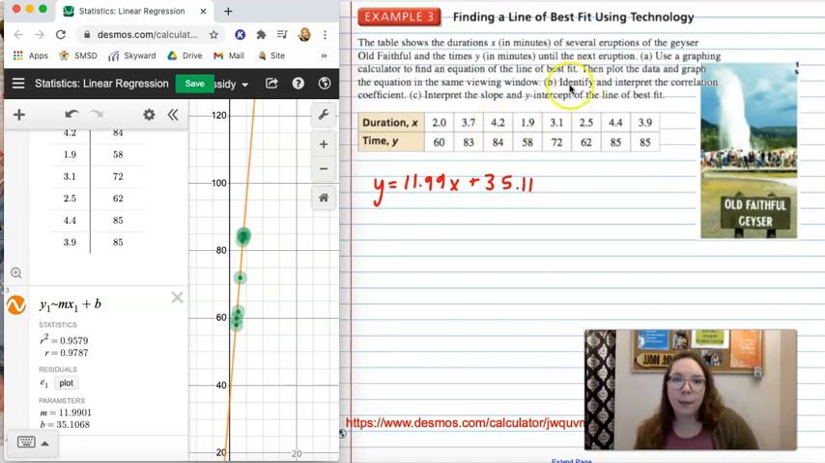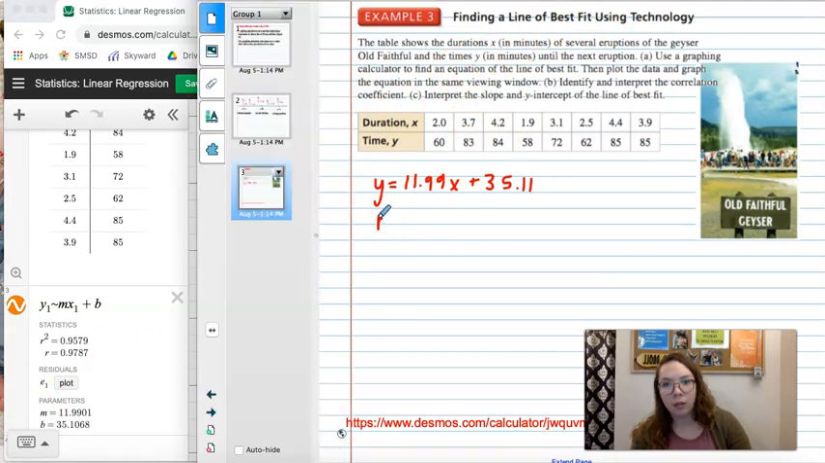It says, part B, identify and interpret the correlation coefficient. So our correlation coefficient is our R value, and it is 0.98 if I round. And then when we interpret it, this is a strong positive. It is very close to a positive one.